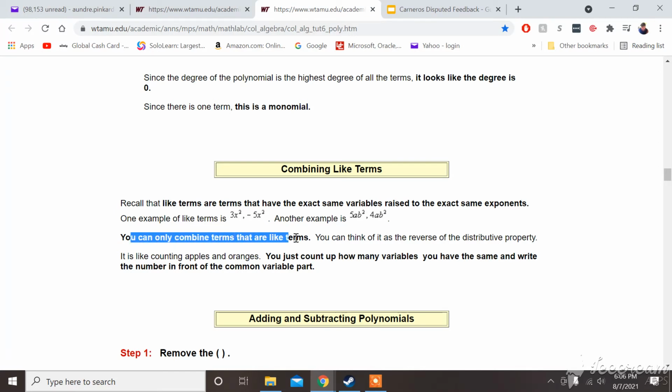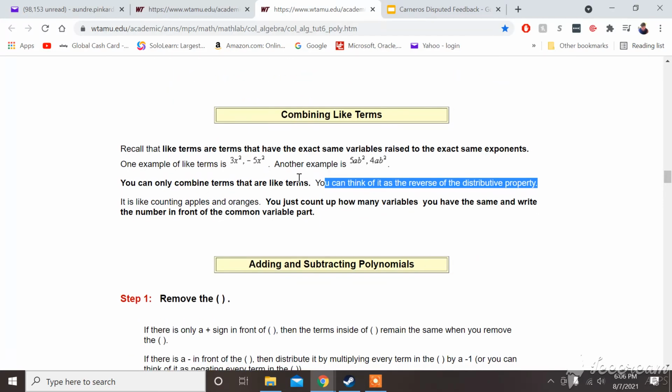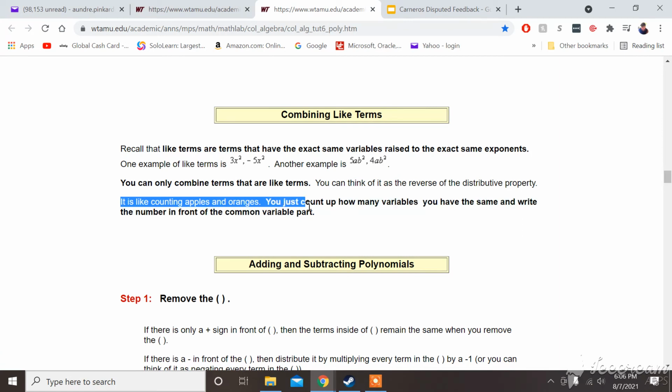You can only combine terms that are like terms. You can think of it as a reverse of the distributive property. It is like counting apples and oranges. You just count up how many of the same variable you have and write the number in front of the common variable part.